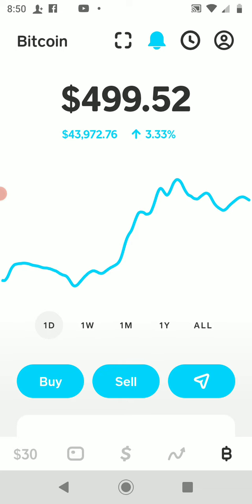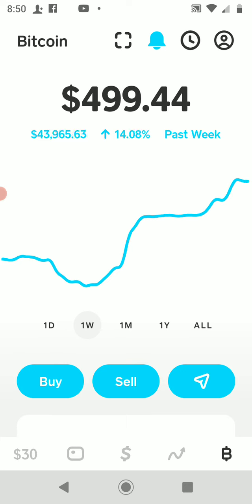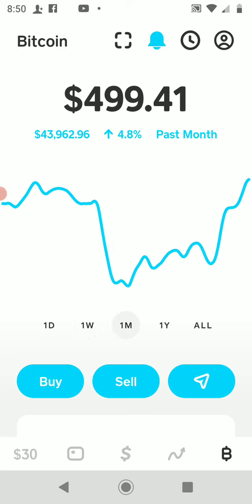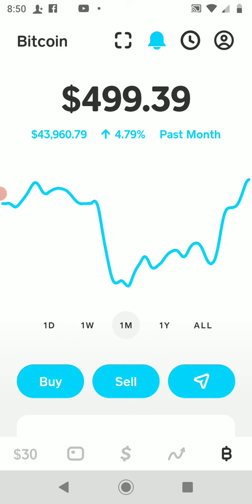See there? Bitcoin can go down just like it goes up. It just went down $1 to $499. It can go up and down very quickly. And as you can see there, it's gone up 3.41% in the last 24 hours. The past week, though, has been really nice. Look at that, it went up 14% in the past week. In the past month, it's gone up 4.79%. So Bitcoin's been doing pretty good here lately.